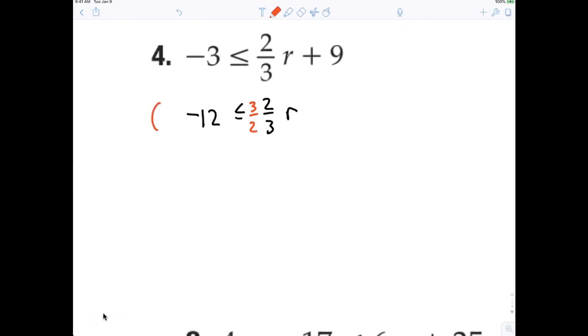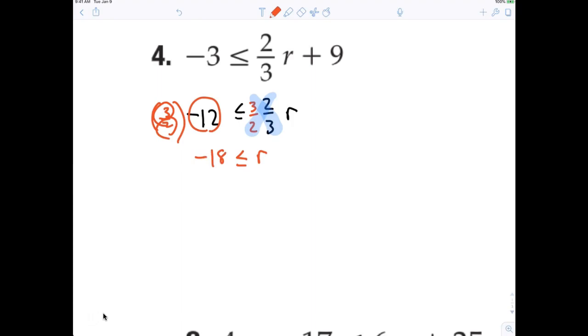Don't say anything. 3/2 of negative 12. And again, remember these cancel. So I have less than or equal to r. Now everybody's going to tell me that the answer is negative 18. If you're not sure why it's negative 18, listen one more time. Divide first. So you're doing negative 12 divided by 2, which is negative 6 times 3. That's how I'm getting the negative 18.